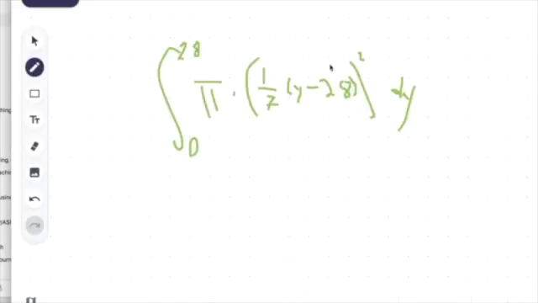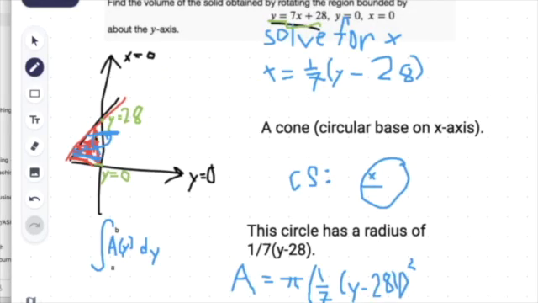Let me know if you have any questions about that. The most important part of the problem is being able to set it up by thinking through the shapes that you're dealing with and reasoning through what the area of a cross-section should be.